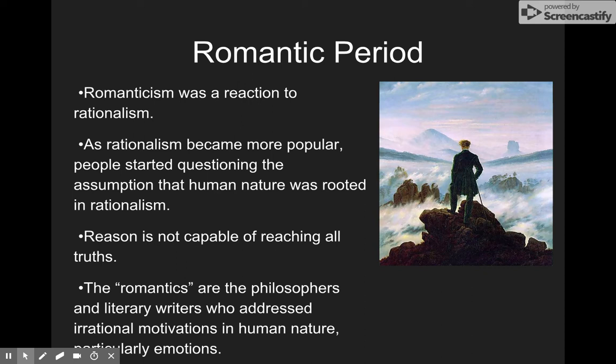Romanticism was a reaction to rationalism, which is the belief that you cannot trust your senses or intuition, only your intellect. As rationalism became more popular, people started questioning the assumption that human nature was rooted in rationalism. Romantics argued that reason was not capable of reaching all truth. The Romantics are the philosophers and literary writers who addressed irrational motivations in human nature, particularly in emotion.